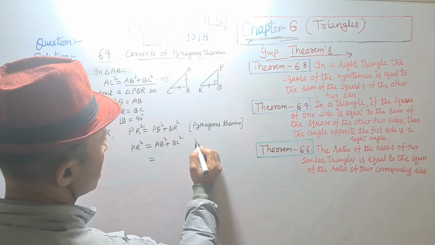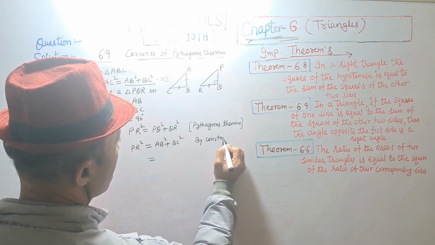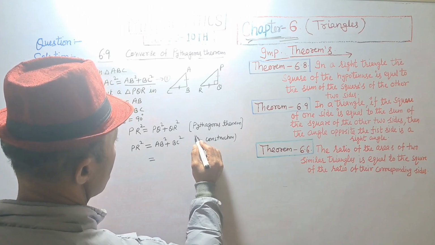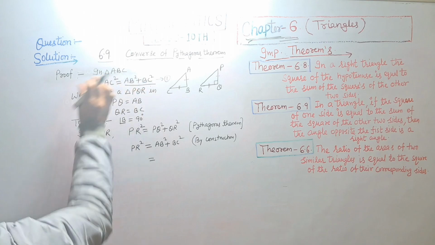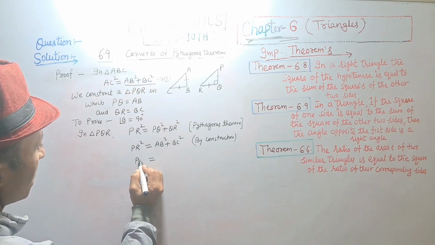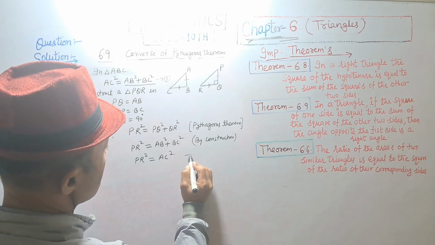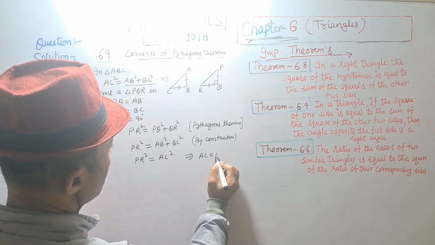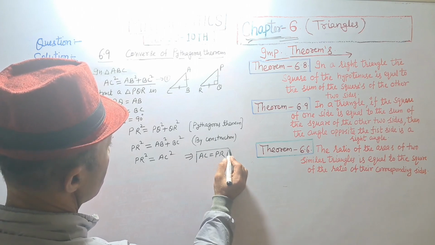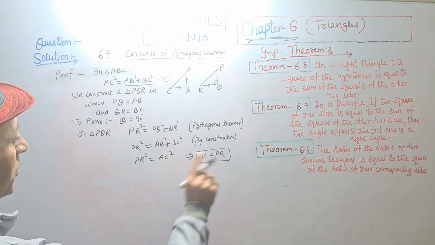By construction, AB square plus BC square is equal to AC square. So PR square is equal to AC square. This implies AC is equal to PR. By construction, AC is equal to PR.